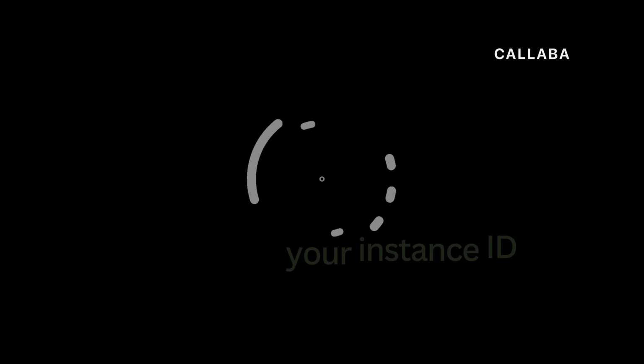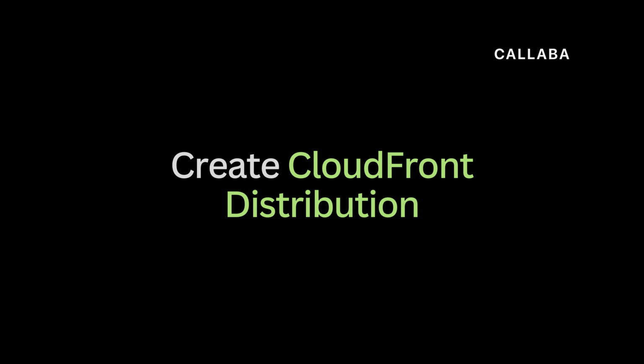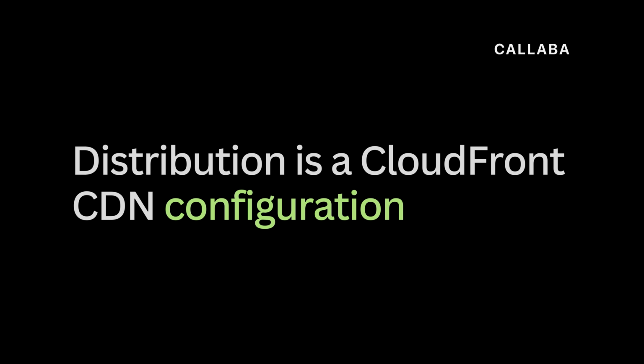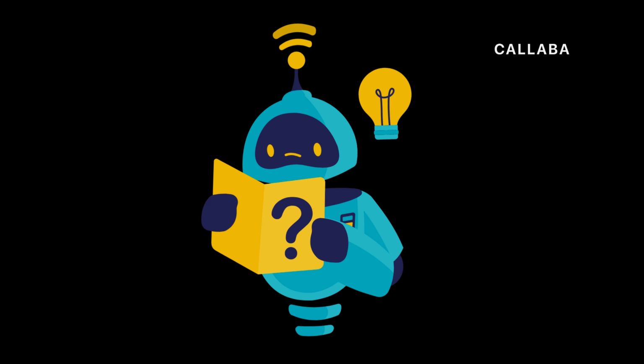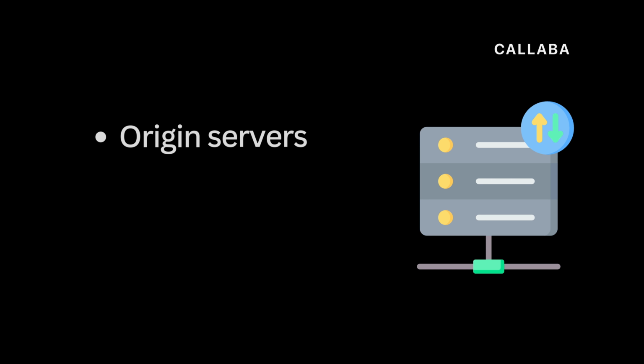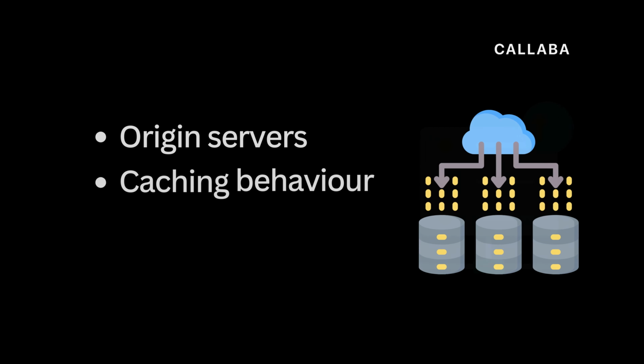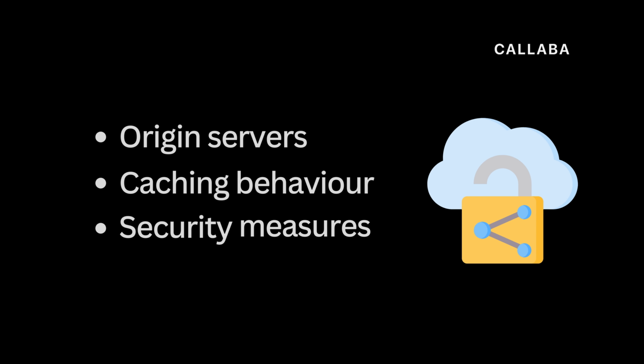Now we're going to create our very own CloudFront distribution. A distribution is a configuration of the CloudFront CDN. It's sort of a package of settings that tells CloudFront how to cache and deliver content. A distribution includes settings like origin servers, caching behavior, and security measures.